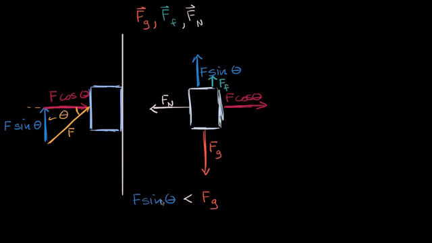If these two were equal, then you would have no force of friction, or the force of friction would be zero. There'd be nothing for it to be counteracting. These two would perfectly cancel out. And if the magnitude of the vertical component of the applied force were greater than the force of gravity, without friction, it would start to accelerate upwards. And so the force of friction would act against that motion.